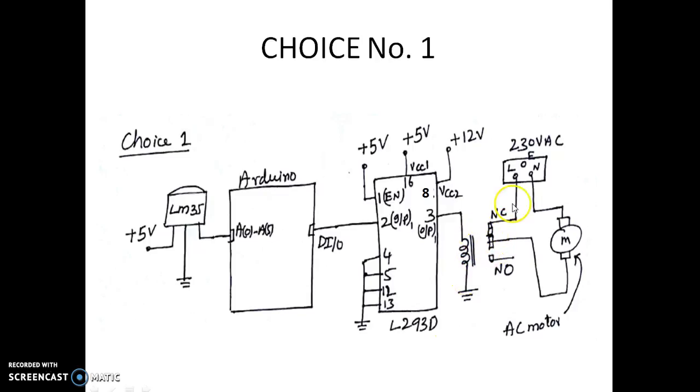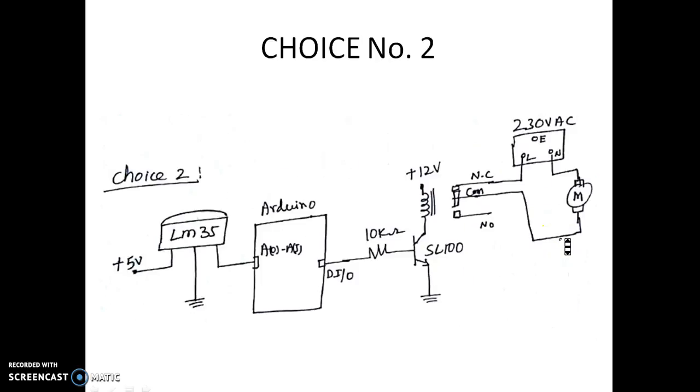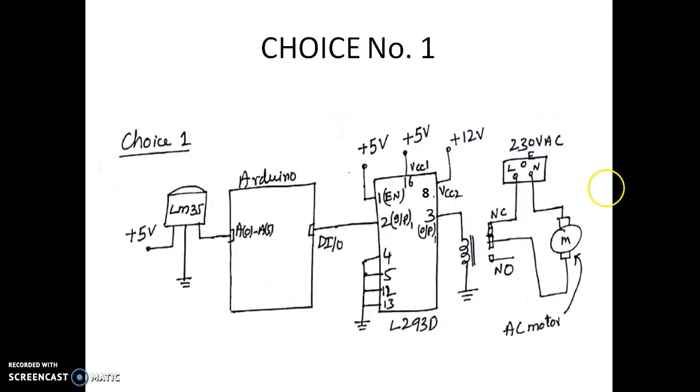Carefully observe here. This is for an AC motor, so it can be a fan. You can see one end of the motor is connected to line, the other end is connected to common, and it is connected to NC.